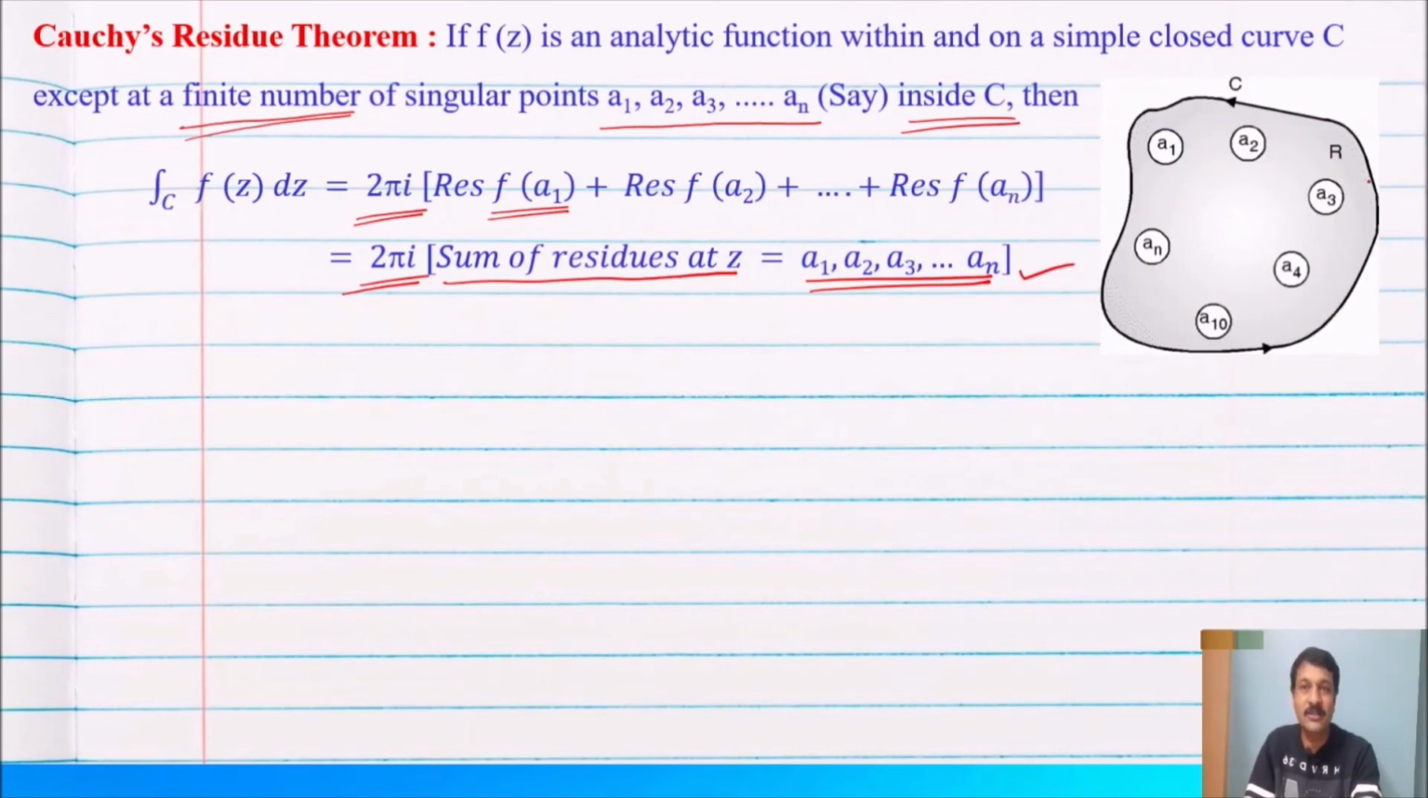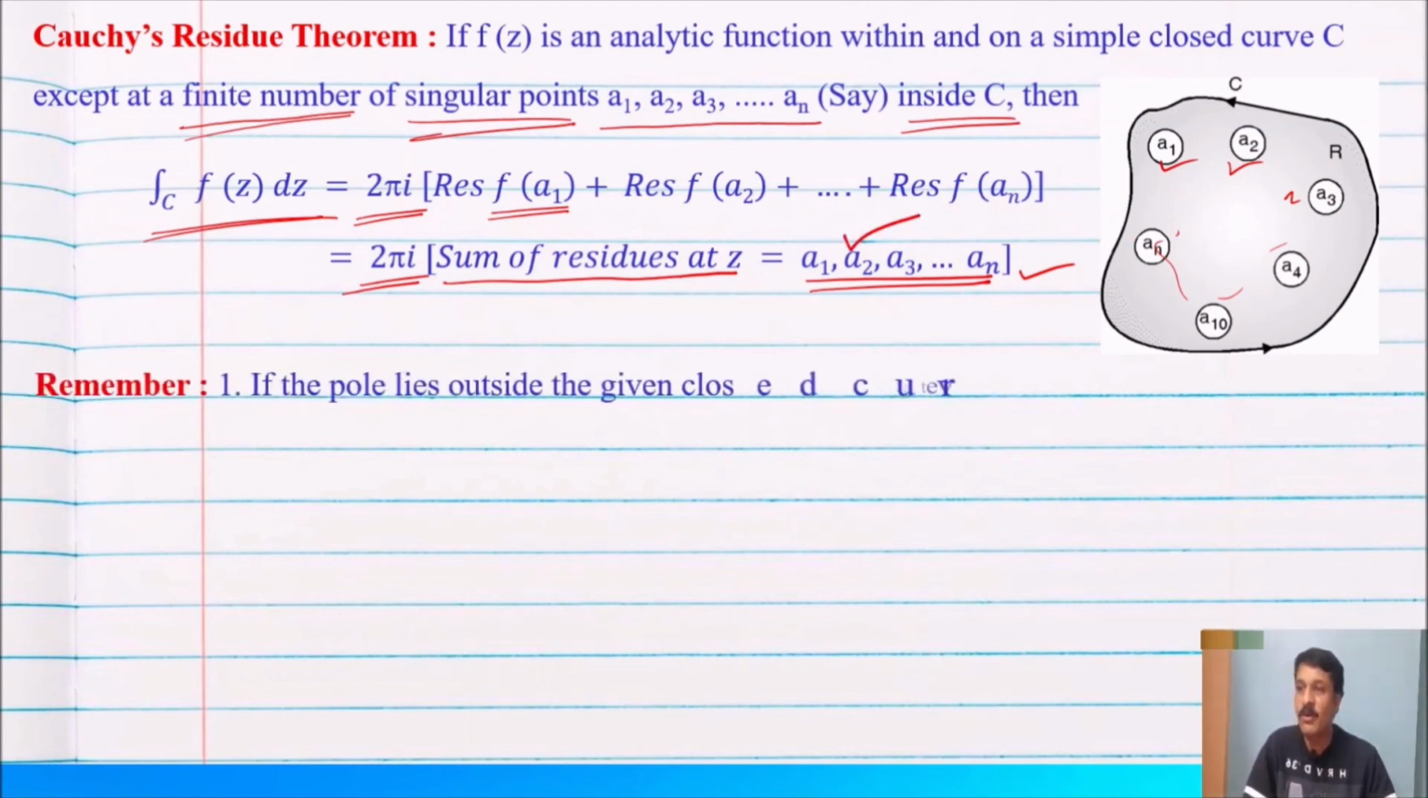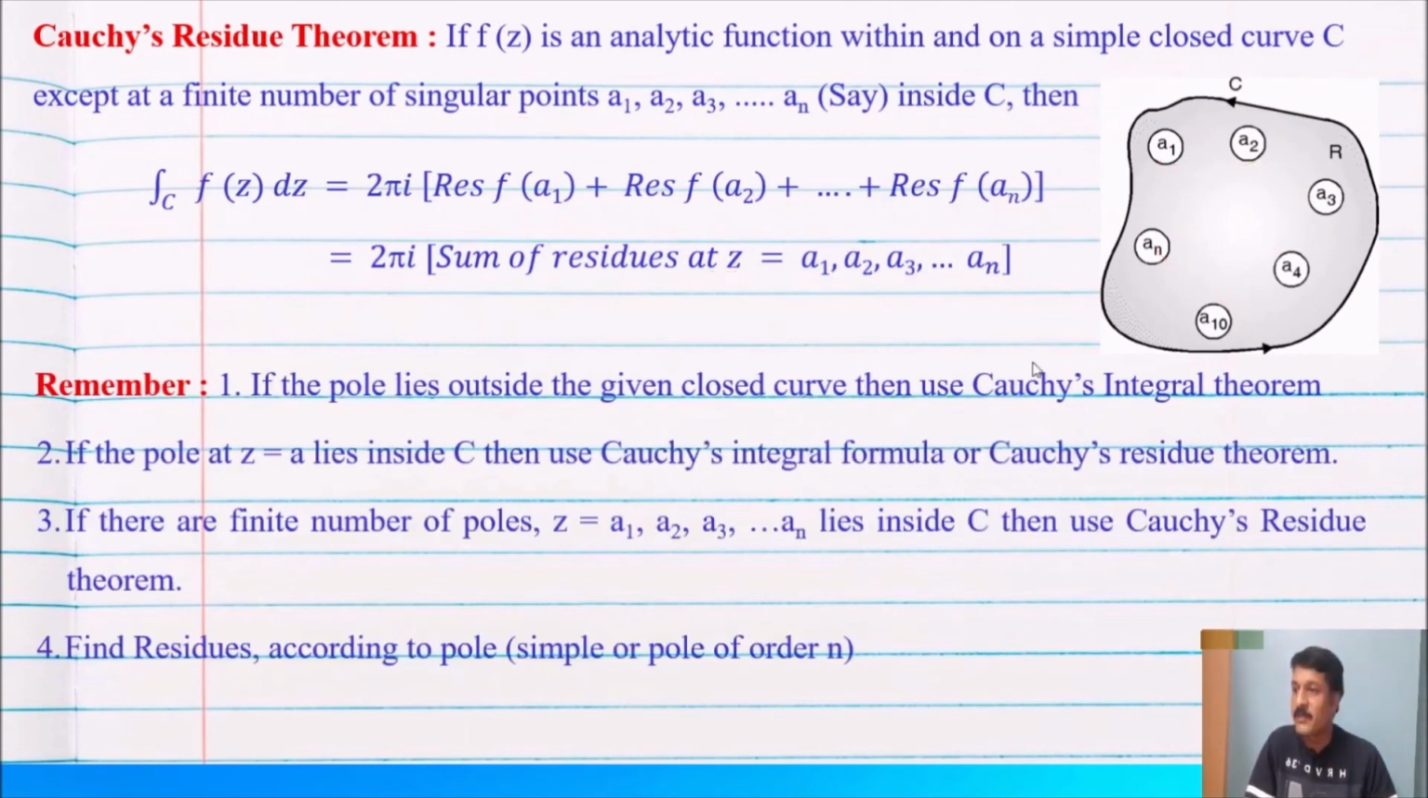You can see in the figure that f of z is analytic within and on the closed curve C, and a1, a2, up to an are the singular points inside C. Then we can use this formula: the integration over C of f of z dz equals 2 pi i into the sum of the residues at singular points within C. Remember, if the pole lies outside the given closed curve C, then use Cauchy's integral theorem. If the pole at z equal to a lies inside C, then use Cauchy's integral formula or Cauchy's residue theorem.